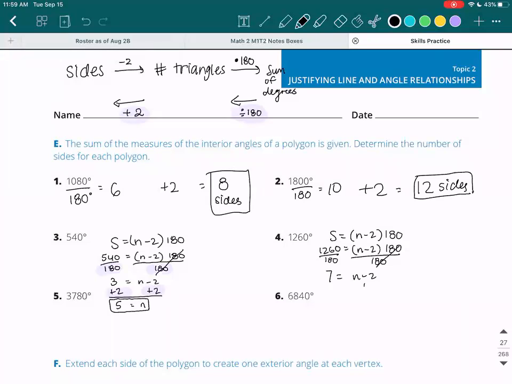Then our next step is to add 2. What's 7 plus 2? 9. 9 is equal to n. Good job, guys. And as you might notice, the steps are the same. We first divide by 180, then we add 2. Same steps, just a different way of looking at it. So hopefully you choose the way that you like best, write it down in your notes, and you use it on your tests. Do you guys have any questions?